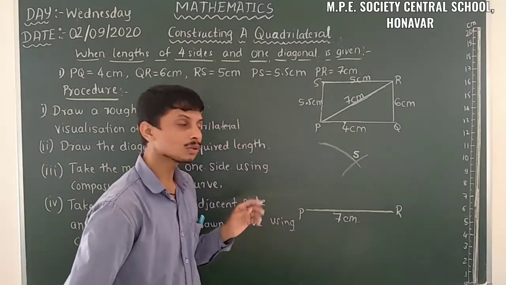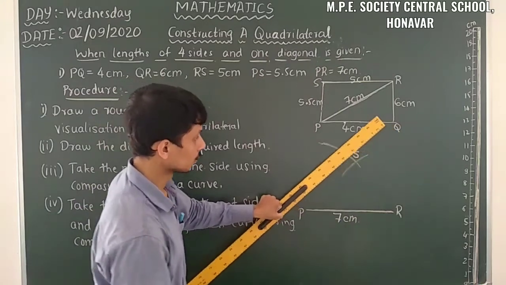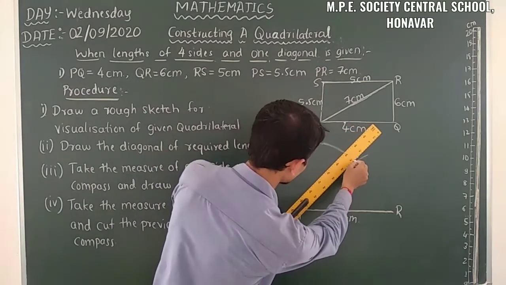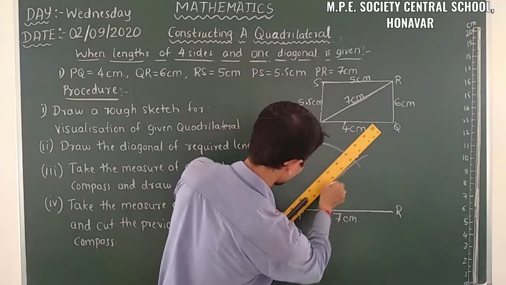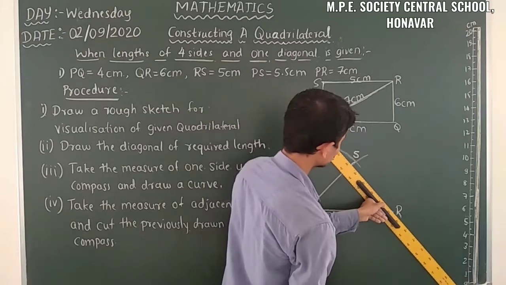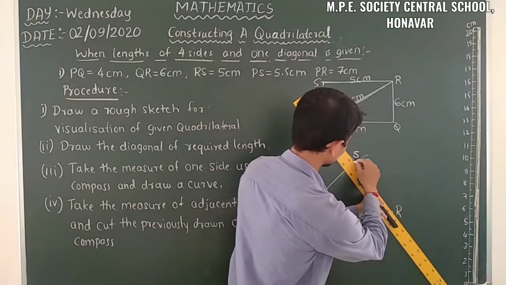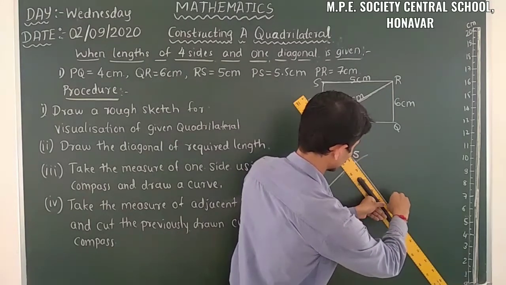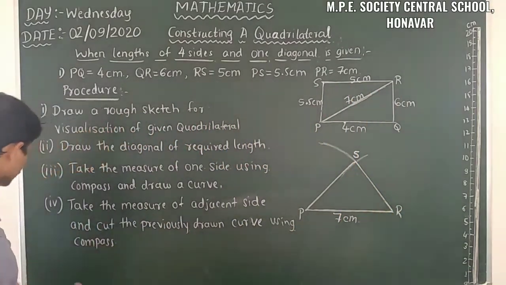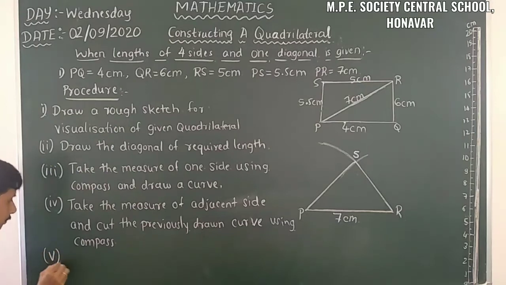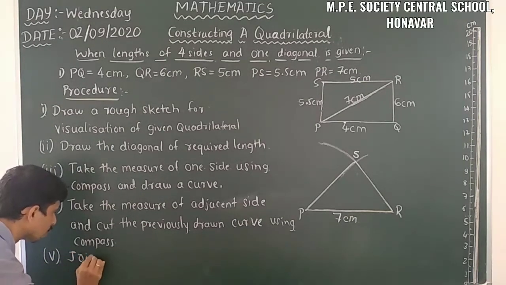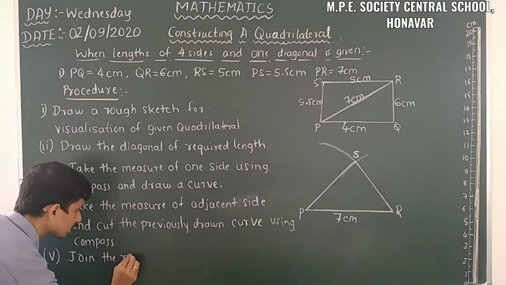After that what you have to do? Join those two sides. That means firstly we have to join S and P, then we have to join S and R. Yes, that means here the above diagram is completed. That means what you have to do here? Join the required sides.